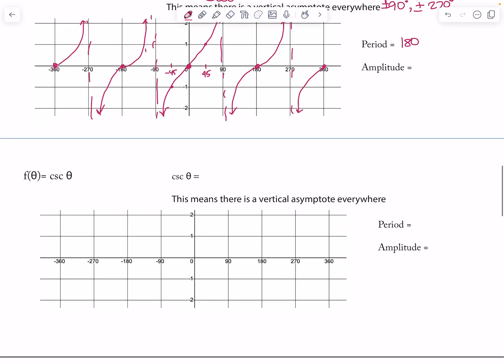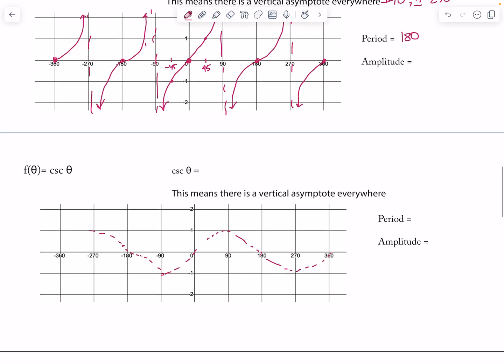And then cosecant is sine actually flipped outward. I'll show you. So if I do the graph of sine, like this, cosecant of 0 is undefined. I should use a different color. So cosecant of 0 is undefined.